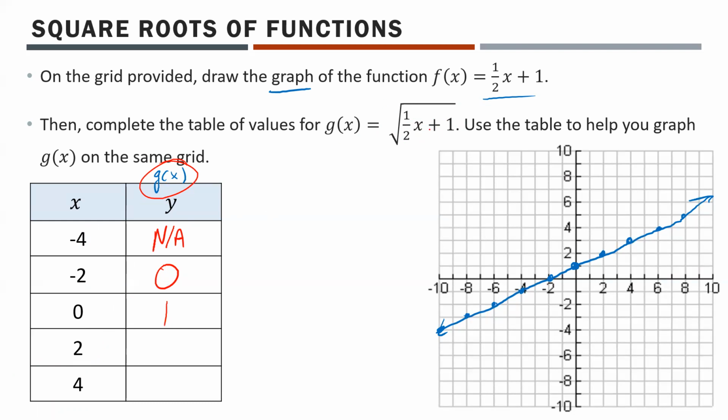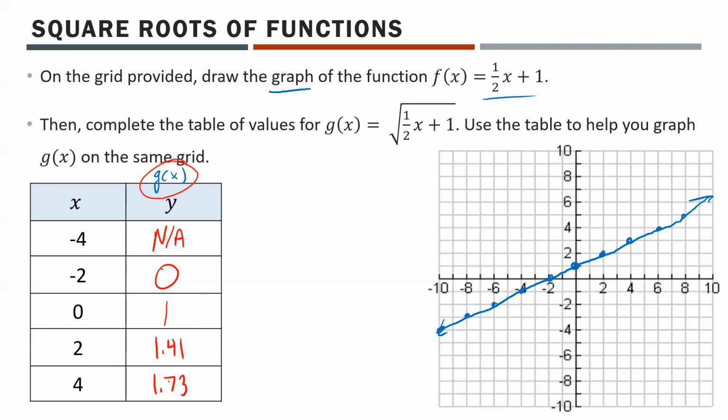Then these ones are a little messier. If I plug in 2, it's going to be 1/2 times 2, which is 1. 1 plus 1 is 2. The square root of 2 is a terrible number, but I'm just going to round it to 1.41. And then same with 4. You plug 4 into this, it's going to be 1/2 times 4 is 2. 2 plus 1 is 3. Square root of 3 is 1.73. I just saved you the trouble.